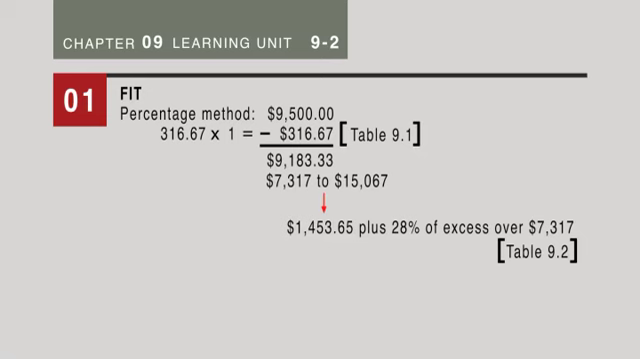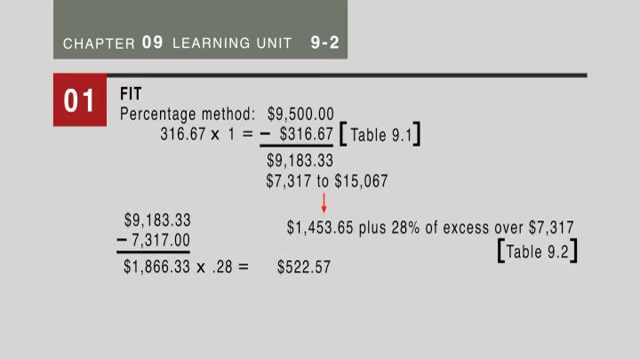Now let's figure out how we get this excess number. You take the $9,183.33, and in this case, you subtract the beginning number of the wages, which is $7,317 from the table, which gives us a differential of $1,866.33 times the taxable excess of 28%, which gives us $522.57. So you take the excess amount of $522.57, you add it to the $1,453.65, which is the tax before the excess, giving you our total amount of $1,976.22 for FIT.